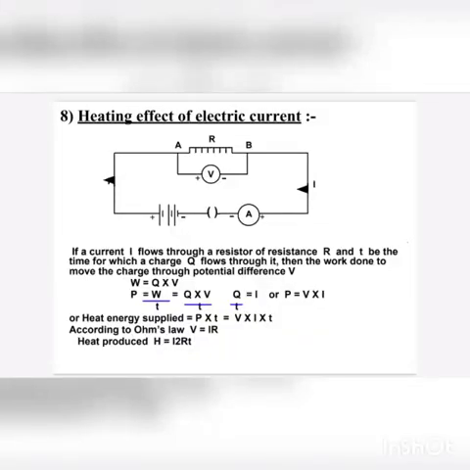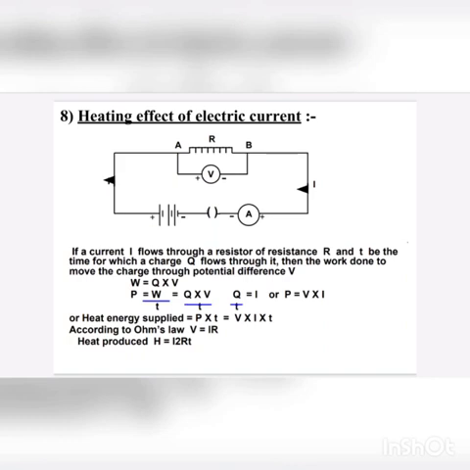Dear students, today we will discuss the last topic of the chapter, that is, heating effect of electric current and the rating of electric appliance. See here in this circuit diagram, we have a resistor, a voltmeter, an ammeter, a key and a battery. But the voltmeter is connected in parallel across A and B.